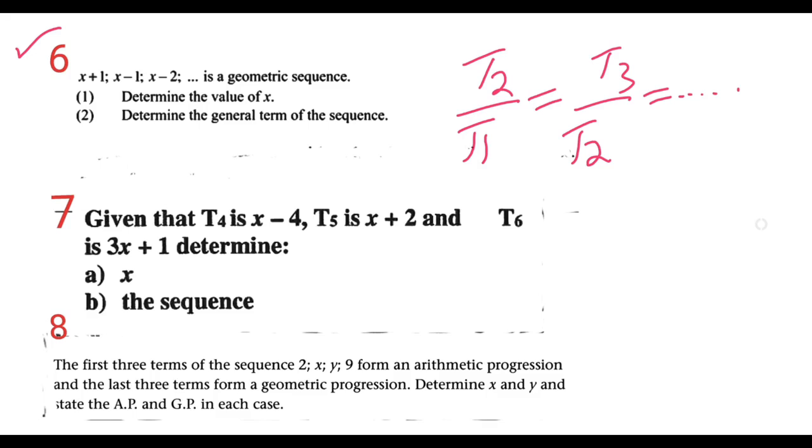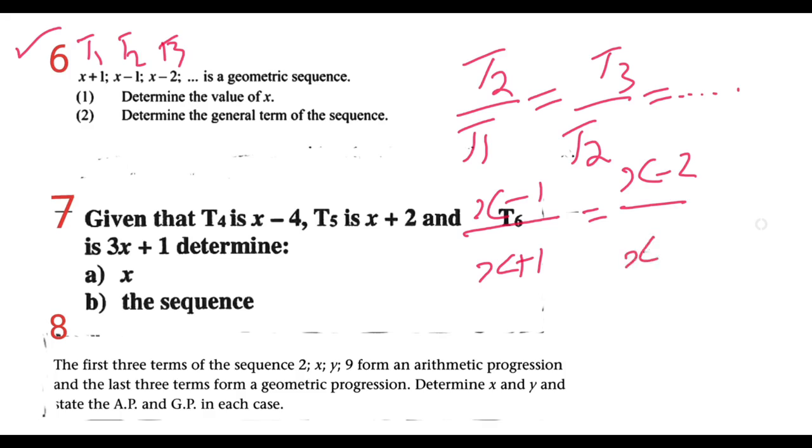So set up the common ratio equation. First of all, this is term 1, term 2, term 3. The term 2 we got x - 1 divided by term 1, which is x + 1, is equal to the third term x - 2 divided by the second term x - 1. Now solve the equation for x.